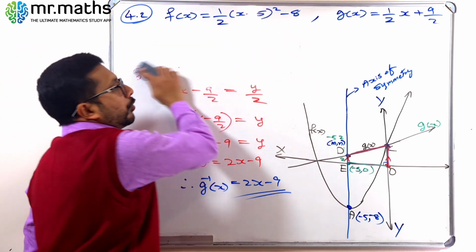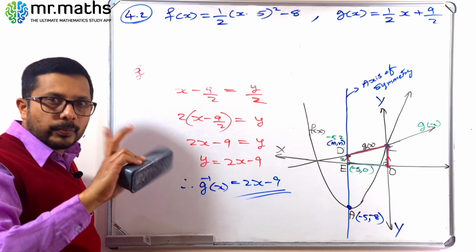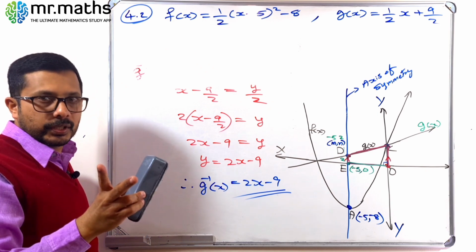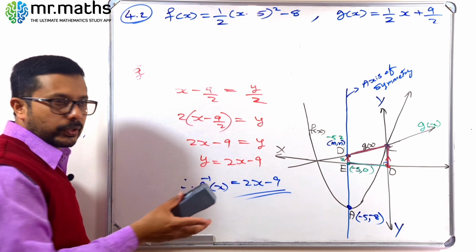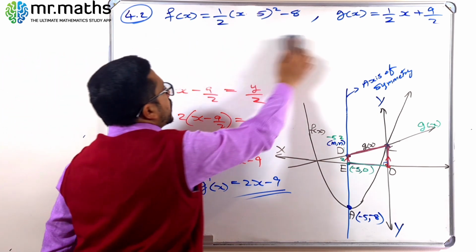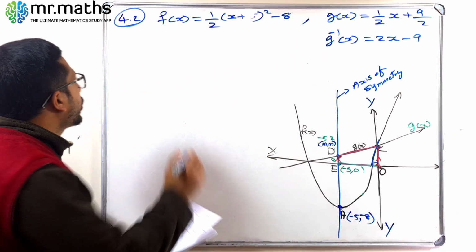So in question number 4.2.5, you have to swap x and y to find g inverse. Okay, so the question is to find g inverse, so you have to swap x and y. Okay, let's go to the next question, question number 4.2.6.